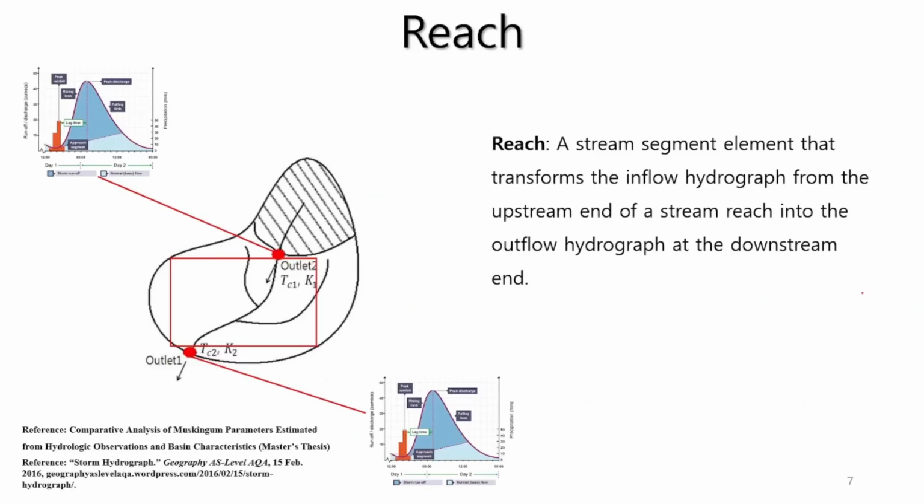So let's talk about reach. Reach is a stream segment element that transforms the inflow hydrograph from the upstream end of a stream reach into the outflow hydrograph at the downstream end.